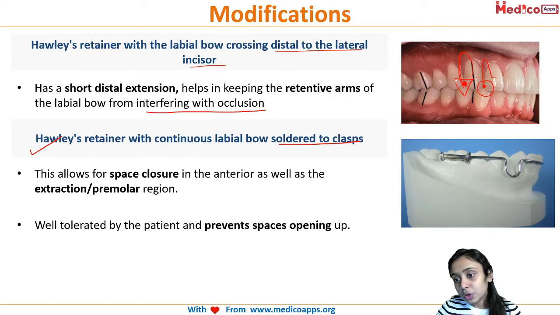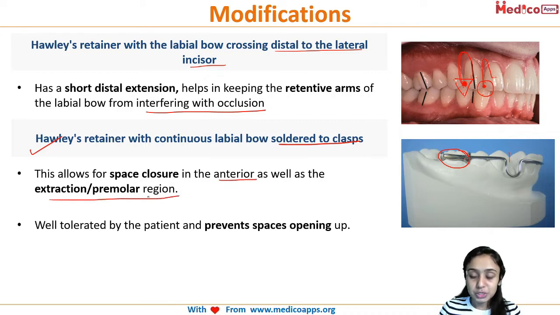So we know our labial bow, this is your canine. It should ideally pass through between your canine and your premolar and move into your palatal surface. But in this modification, what will happen is the distal loop, after the U loop is formed, doesn't cross the occlusal surface, but it gets extended till your Adam's clasp, and here it gets soldered. Okay, this allows space closure in the anterior as well as in the extraction or the premolar region.